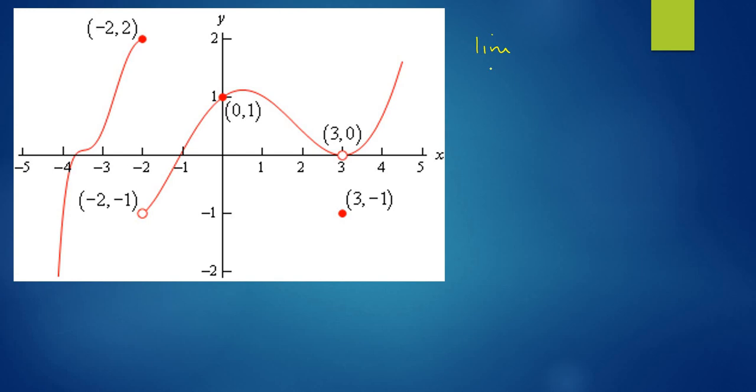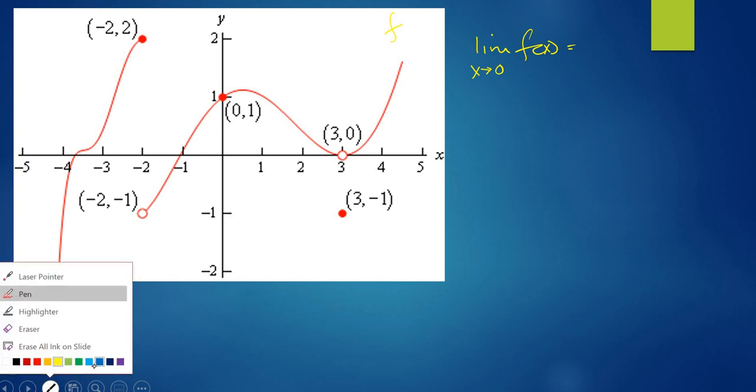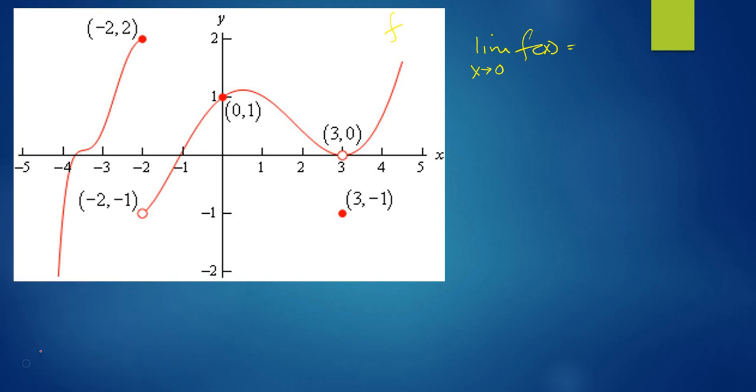Okay, let's look at the limit as x approaches 0 of this function, which we're going to call f of x. As I get closer to 0 from both sides, so coming from the left close to 0 and then from the right close to 0, my function value goes towards 1. So the limit as x approaches 0 of f of x is 1. Remember, the limit is my y value.